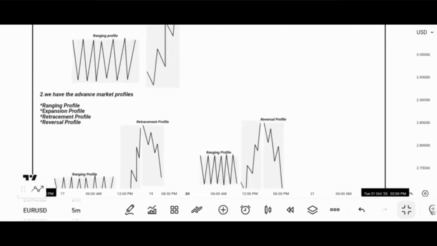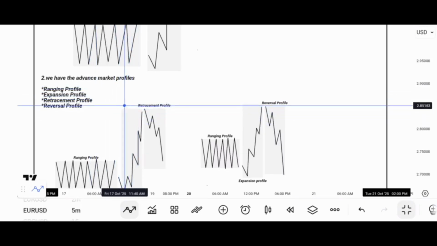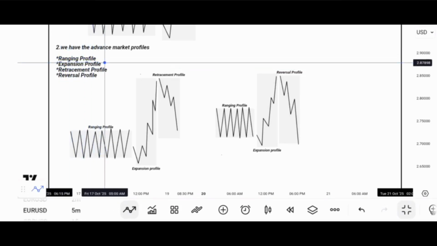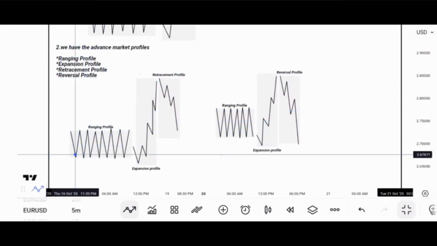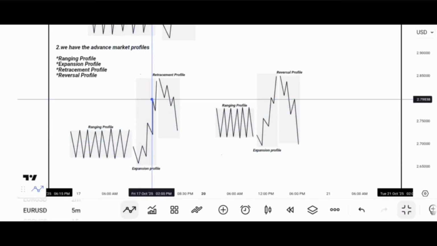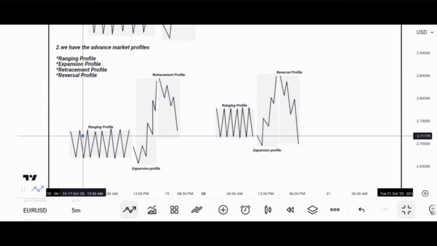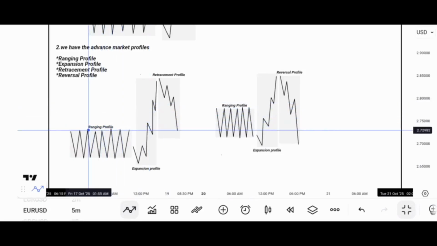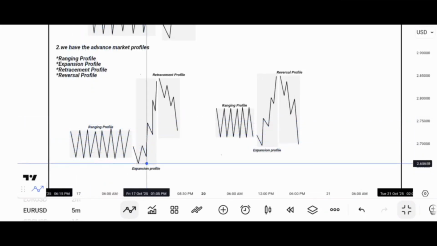So we have the second way of looking at these profiles, right? We have the advanced profiles. The advanced market profiles are ranging profile, expansion profile, retracement, and reversal. We already talked about ranging profile and expansion profile, right? So we're going to add a retracement on top of the two profiles that we talked about, which is ranging and expansion, right? So now what happens is that price opens, goes into a range, and then it expands.